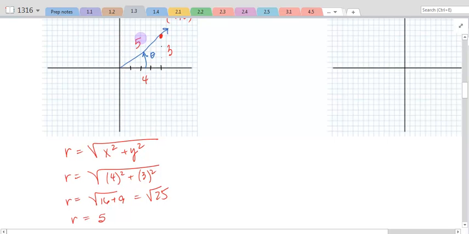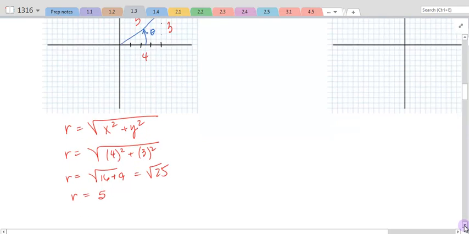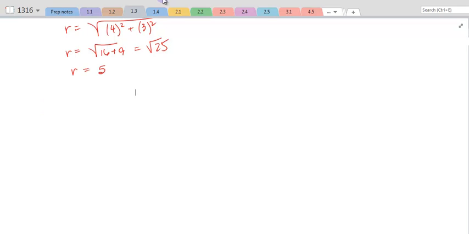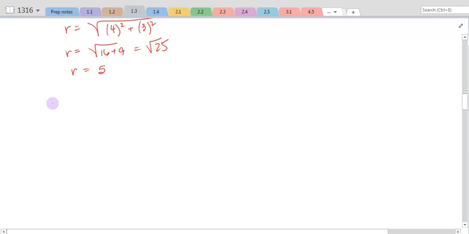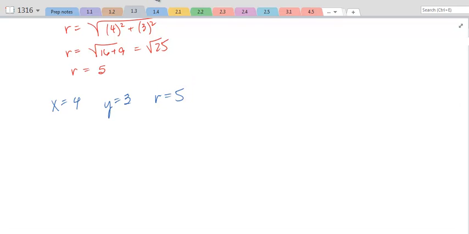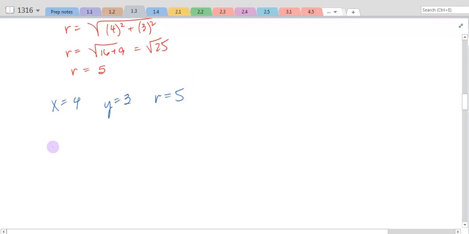So now that we know the 3 components, we have an x, we have a y, and we have an r, I can list my 6 trig functions. So let's just come down here and do that. Just to be clear, let's go ahead and write so we can see them, that x is equal to 4, y is equal to 3, and r is equal to 5. Let's use those to be able to find our 6 trig functions.